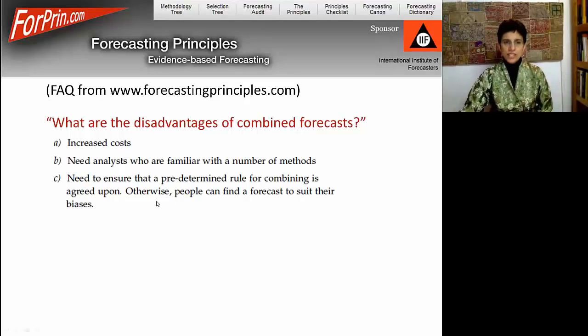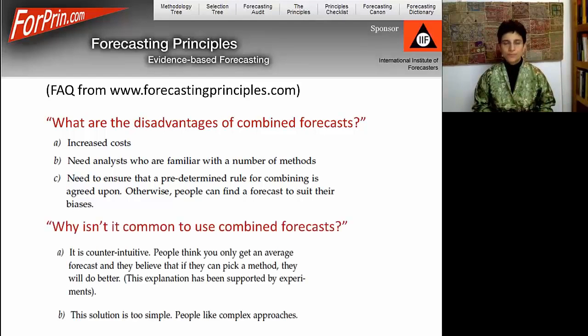And C is need to ensure that a predetermined rule for combining is agreed upon. Otherwise, people can find a forecast or prediction to suit their biases. And that's going to be always a problem because people sometimes get emotional about their own method and will always tend to choose their method at the end. So determining upfront how you're going to combine the results is part of the process of planning the project.